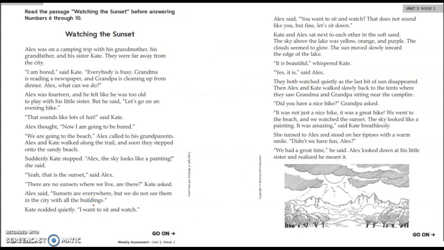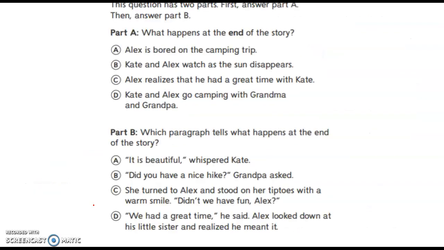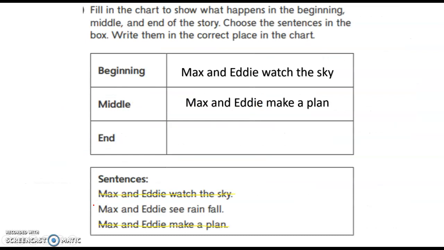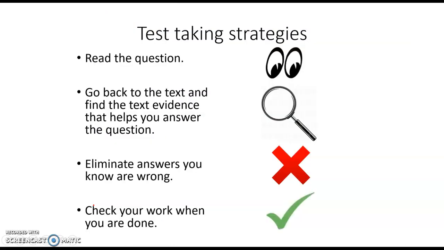Now you're going to go read this story, Watching the Sunsets, and you've got a few questions to answer. And tomorrow we'll go through and we'll go over your answers so you can check to make sure you were right. Don't forget our test-taking strategies. You want to read the question. You want to go back to the text and find the text evidence that helps you answer the question. Eliminate those answers you know are wrong and check your work when you're done.